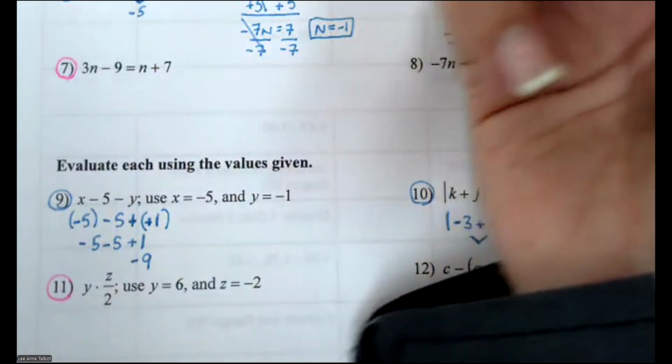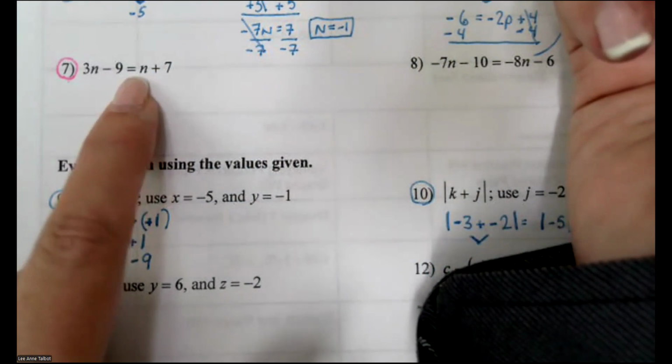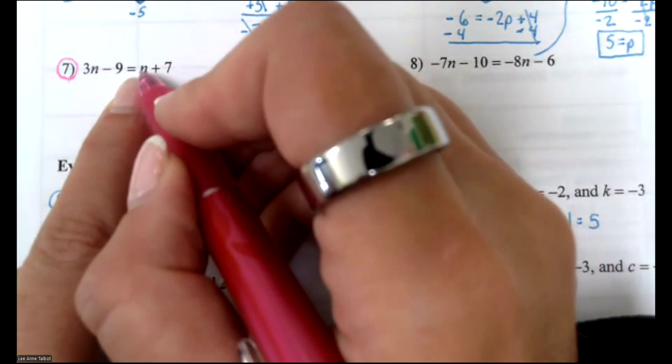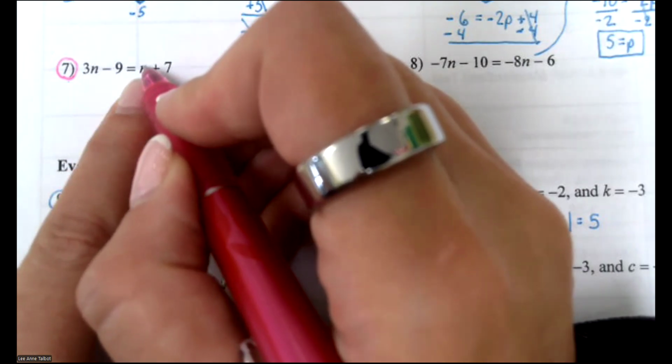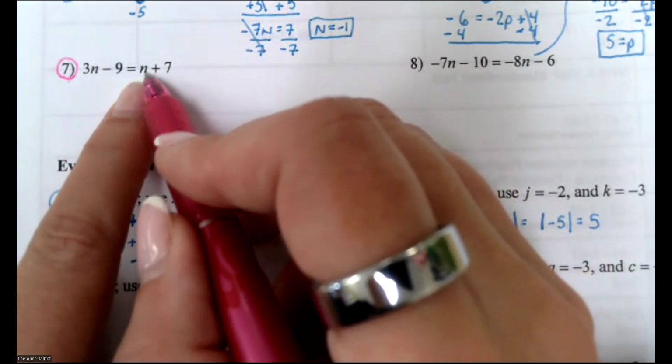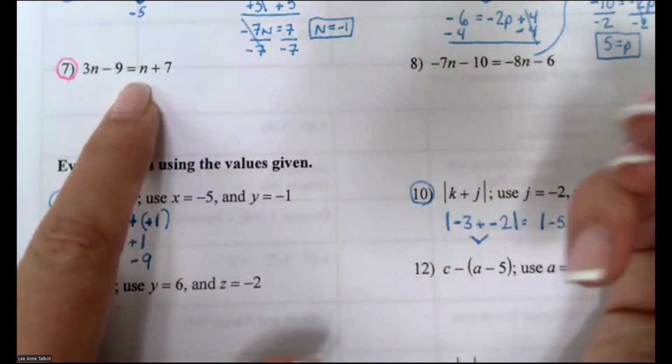I don't know how you guys like to start these problems, but I like to look at the one that has a letter with the smallest number in front of it. So I always focus in on one term that has a letter. This is 1n, which is smaller than 3n. So that's the first thing I'm going to undo. So I'm going to undo n.